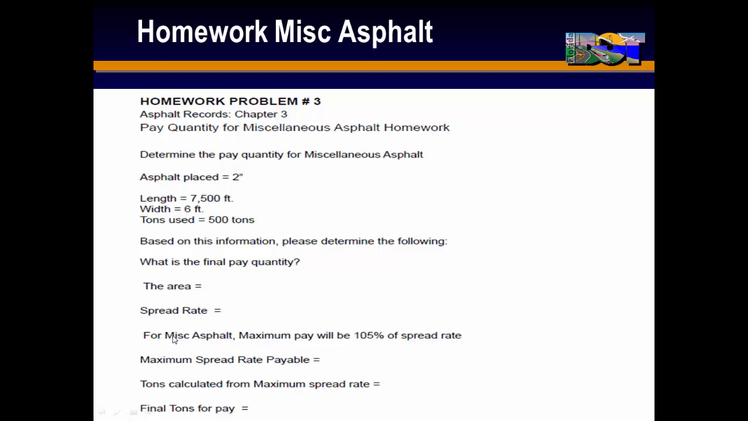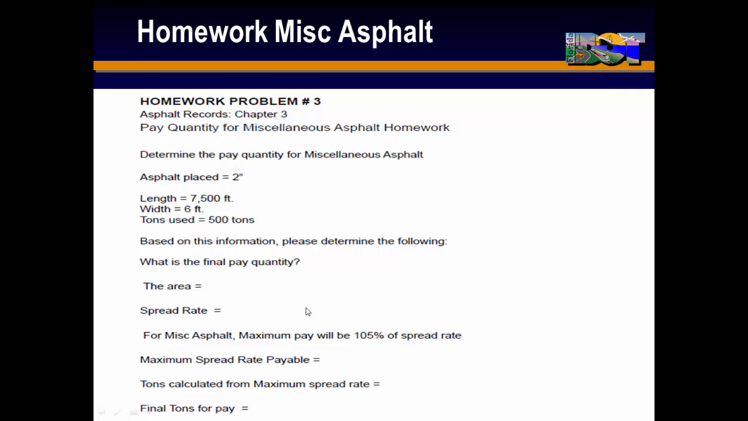And one other step that we need to go through is that we need to make sure that we're not paying more than 105%, because that's all the specifications allow. So we're going to calculate the maximum spread rate that's payable as well, to ensure that if the contractor uses more, he doesn't get paid for any more than what that is. And then tons calculated from the maximum spread rate equals, and then the final tons for pay. So we have quite a few steps in this problem. Let's go through our solution and see how to address this.